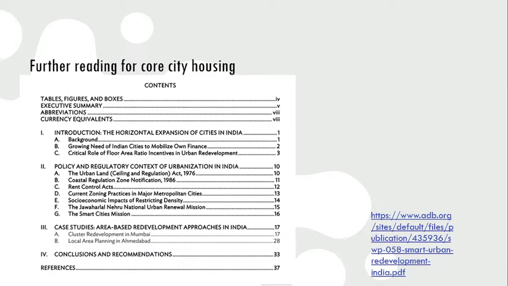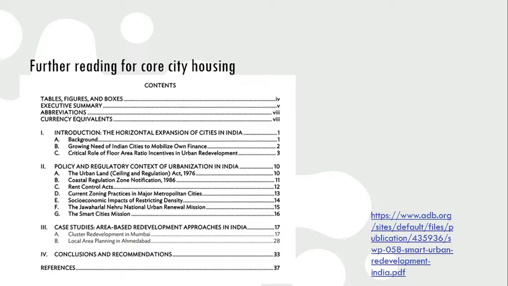which sets development control regulations in the coastal areas and along rivers flowing towards the sea, of 1986. Then the rent control acts, the RERA and everything. Then current zoning practices in the metropolitan cities. Then it also discusses the socio-economic impacts of restricting density. If you are decreasing or increasing the density, what can be the different impacts?